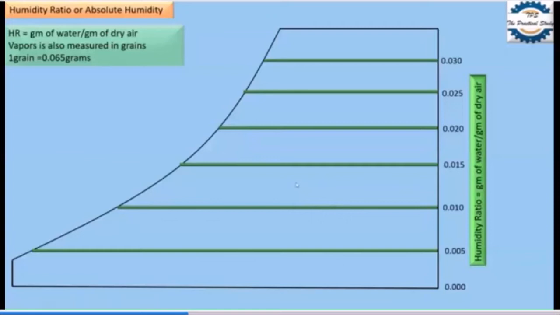Please, this is how we note down or identify the humidity ratio or specific humidity line in the psychrometry chart. Note down this diagram for your reference.